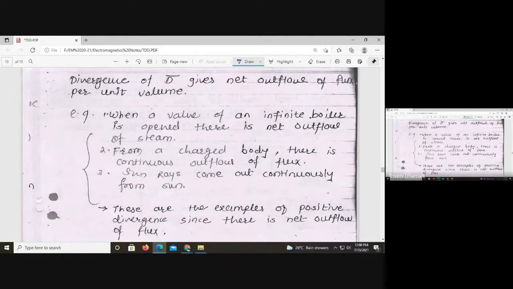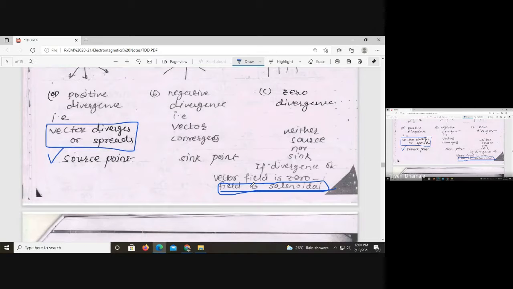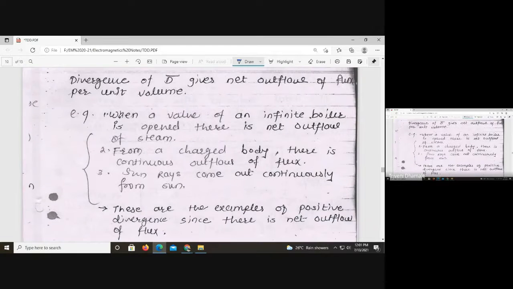So divergence of D bar, can you imagine कौन से एग्जाम्पल हो सकते हैं for positive divergence? Now suppose a valve of an infinite boiler is open, there is a net outflow of steam, right? From any boiler, a net outflow of steam, like an outflow of flux, that is the positive divergence. From a charged body, there is a continuous outflow of flux, sun rays coming out continuously from the sun, right? That is an example of the positive divergence.